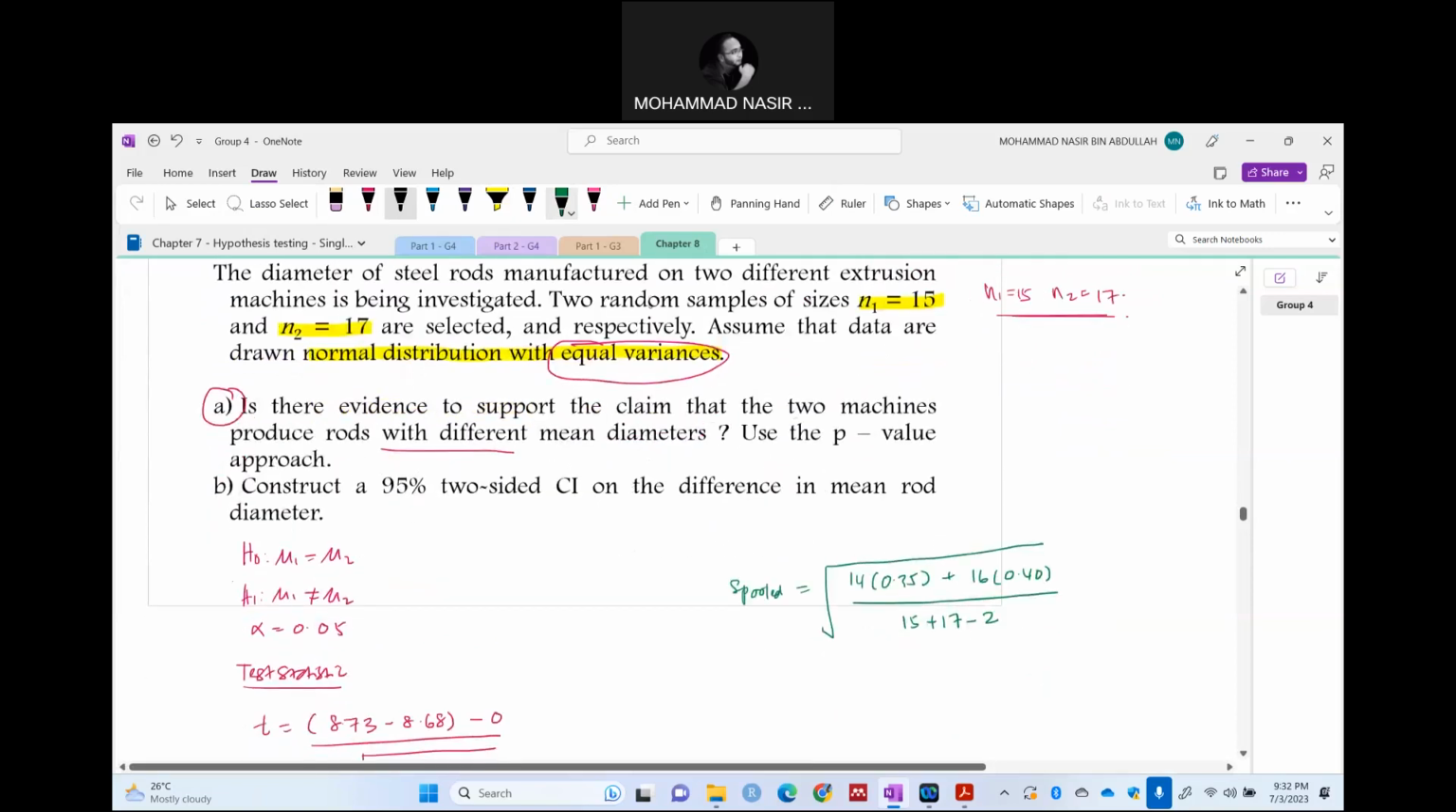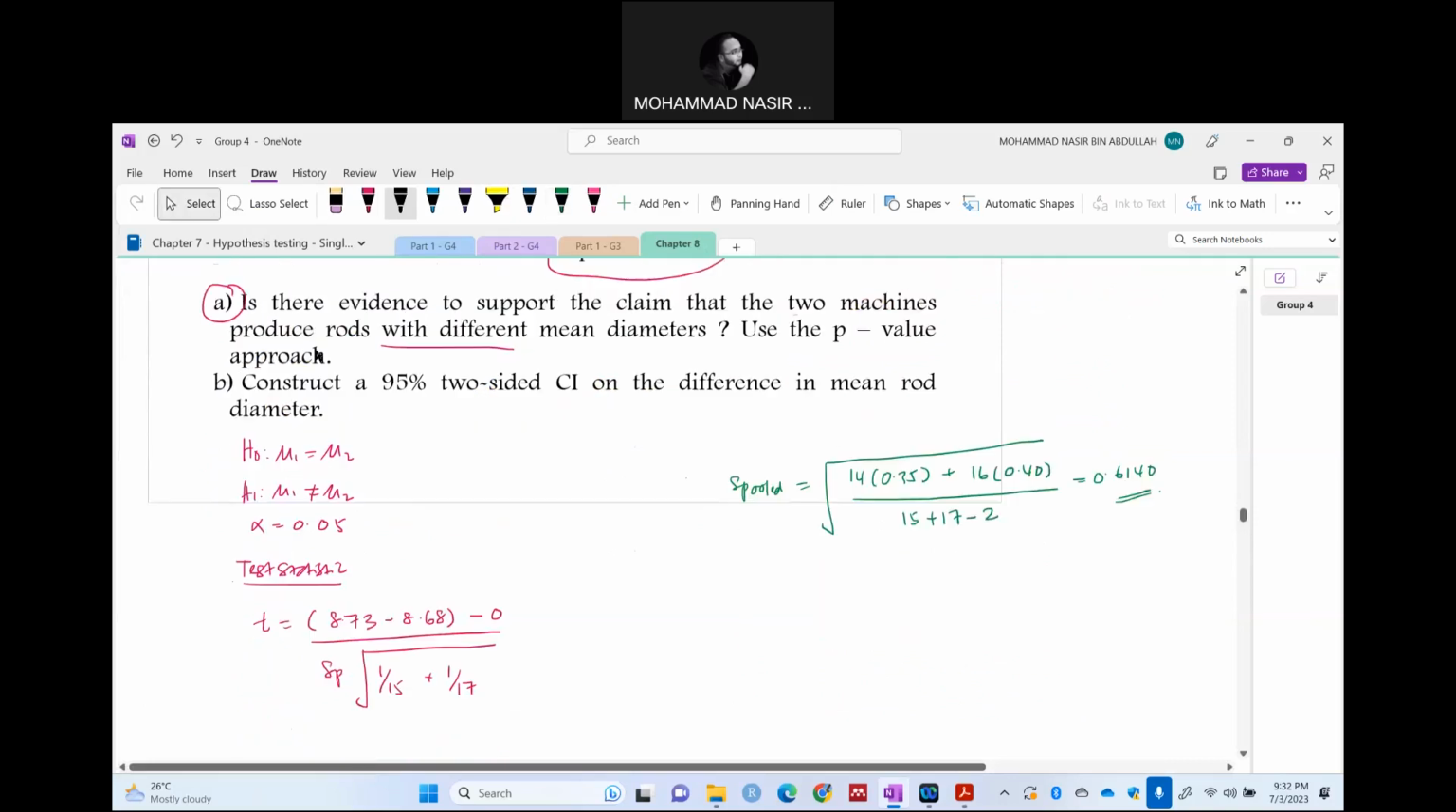Okay. So this one should be equal to 0.6140. Later you recalculate again whether my calculation is correct or not. So this one should be 0.6140.